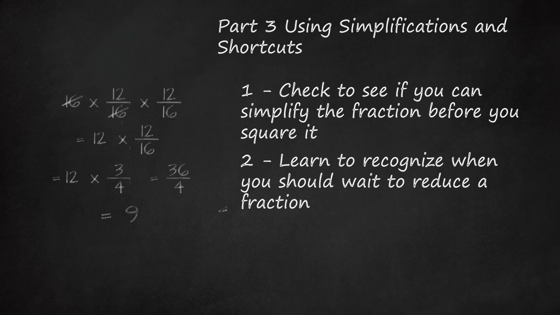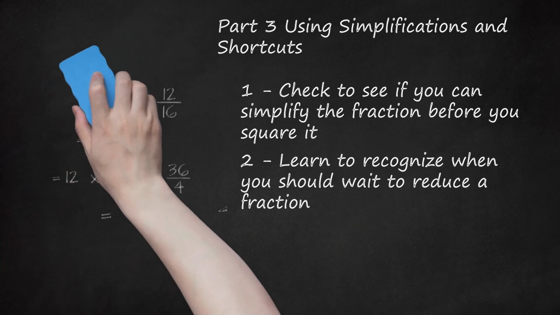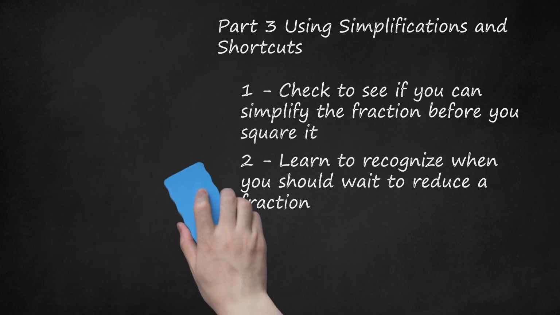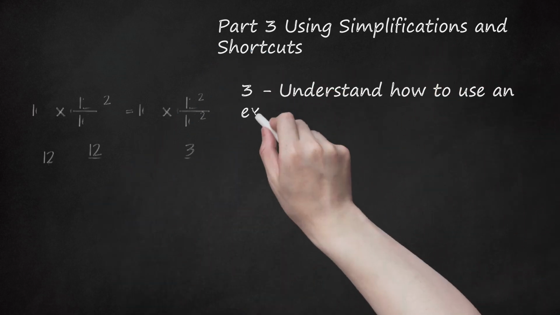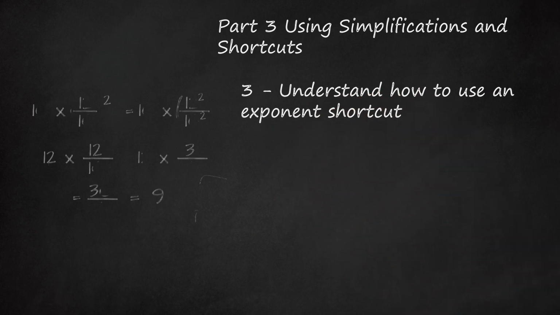Reduce 12/16 by dividing through by 4, giving 3/4. Multiply 12 by 3, which equals 36 over 4. Divide 36 by 4 to get 9. 3. Understand how to use an exponent shortcut. Another way to solve the same example is to simplify the exponent first. The end result is the same, it's just a different way to solve. For example, 16 * (12/16) squared.